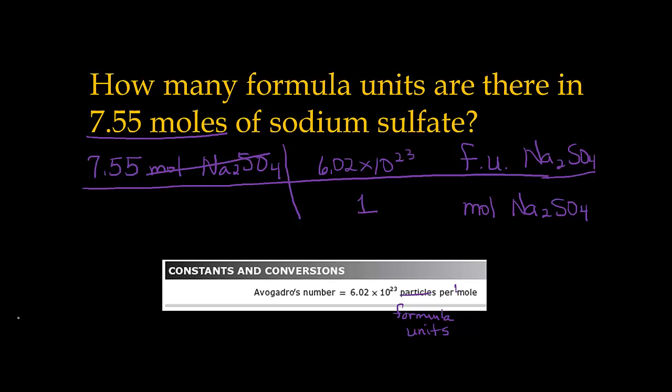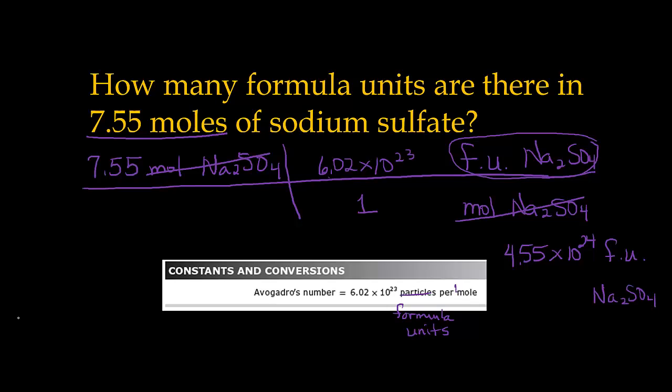Now we have a mole of Na2SO4 on top and a mole of Na2SO4 on bottom, so we can cancel them out. And our units are FU, or formula units of Na2SO4, and that's what we want it to be. So now we do 7.55 times 6.02 times 10 to the 23rd divided by 1, and that gives us 4.55 times 10 to the 24th formula units of Na2SO4. That is our answer.